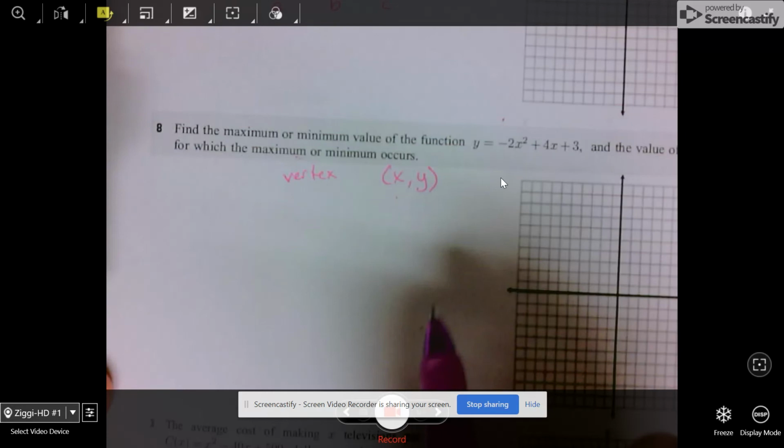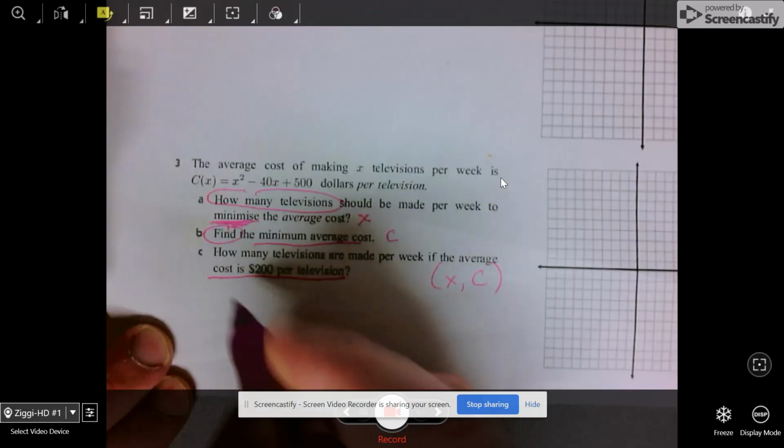So again, reviewing all of these problems, the vertex is 2 of the answers. So find the vertex right away, see which answer it goes along with. You can finish the rest of the problems on there.